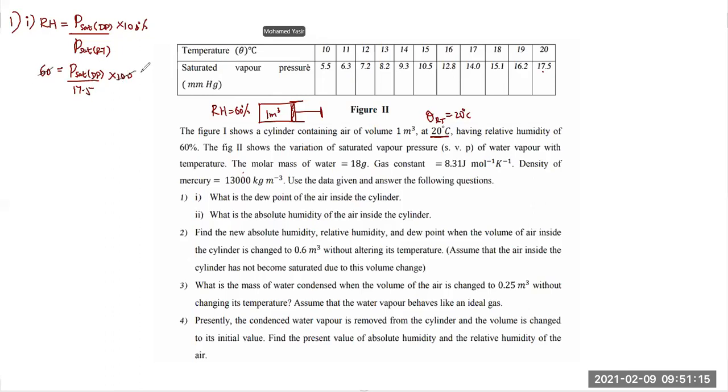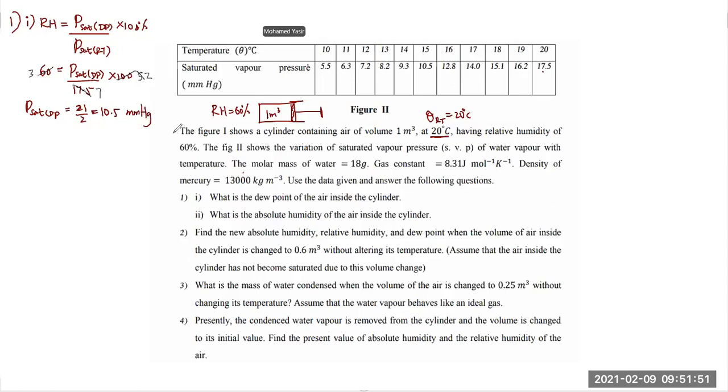Let's do some simplifications here. 60 and 100, if you simplify, 5 here, 3 here. And we have 5 and 17.5. If I simplify them, it will be a 2 here and a 7 here, because both can be simplified by 2.5. Therefore, finally, you will end up with an equation like this. Saturated vapor pressure at dew point is equal to 21 over 2. I'm getting 10.5 millimeter mercury.